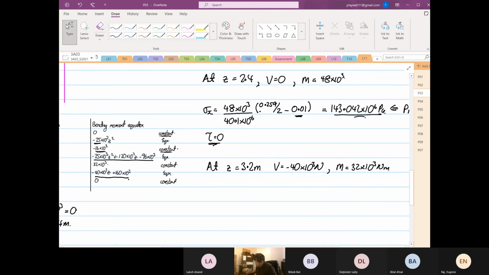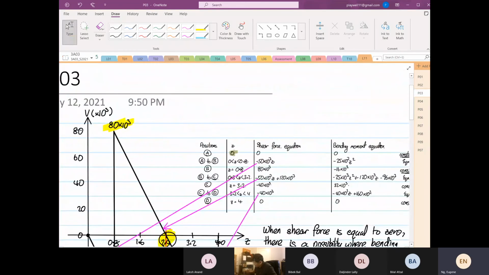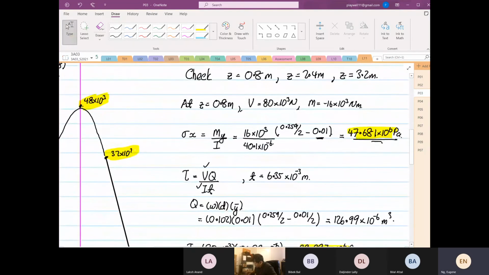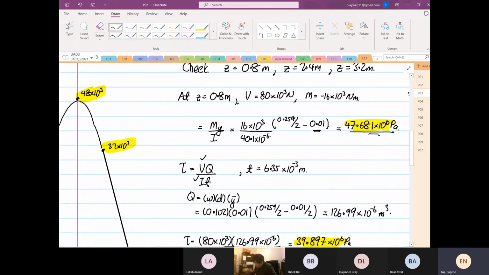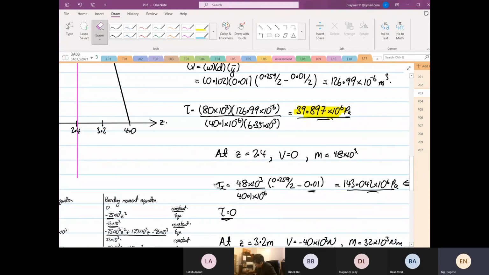Right. So the normal stress, again, we check stress X. Now this is Z equal to 3.2. So stress in the... wait. Yeah, I think I've been messing up. It's not stress in the X, it should be in the Z direction. Okay, so I got this wrong.